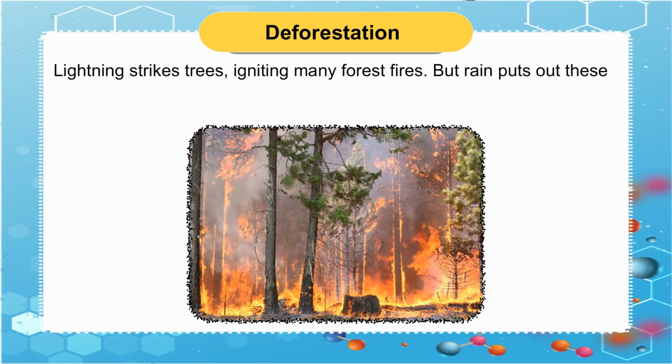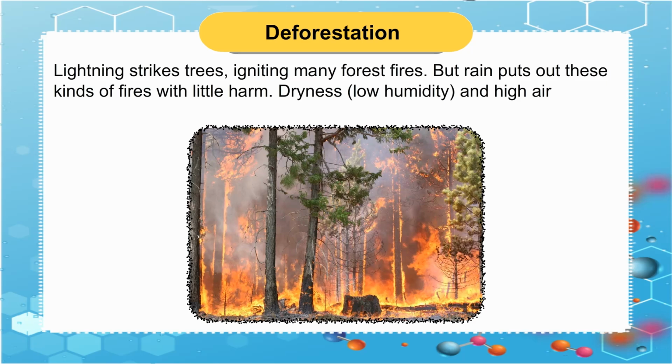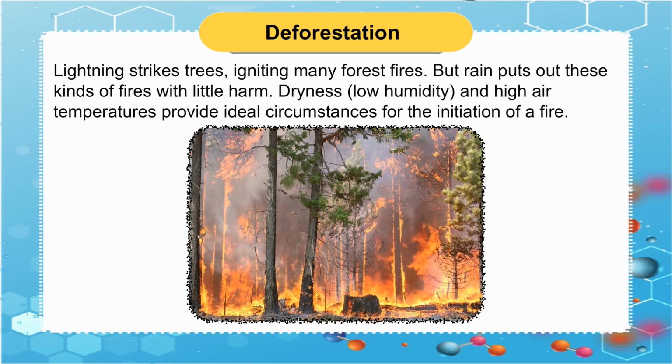Lightning strikes trees, igniting many forest fires. But rain puts out these kinds of fires with little harm. Dryness, low humidity, and high air temperatures provide ideal circumstances for the initiation of a fire.